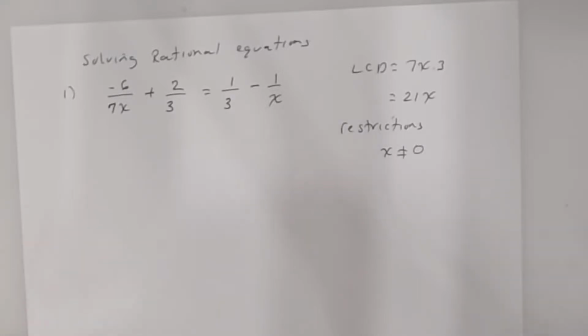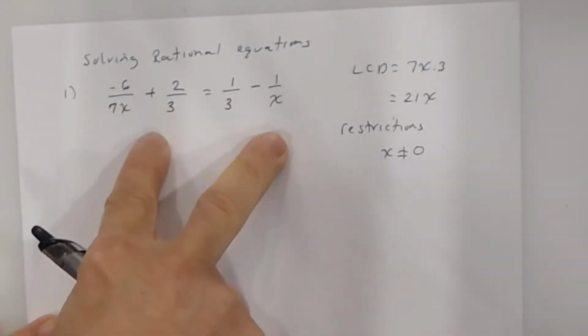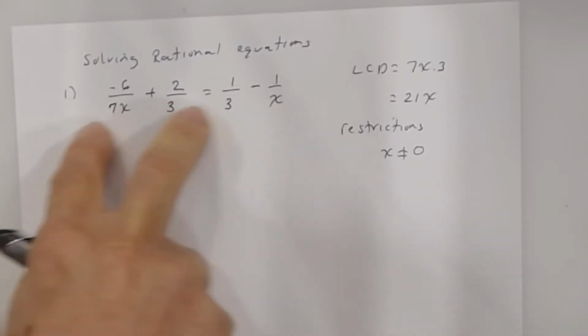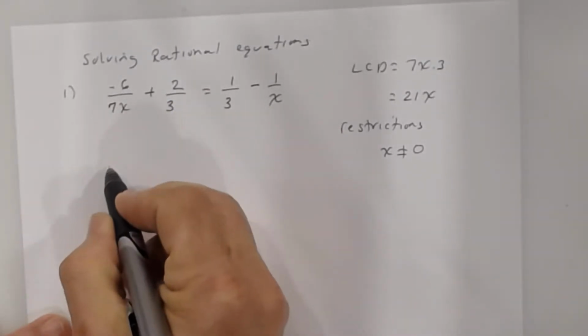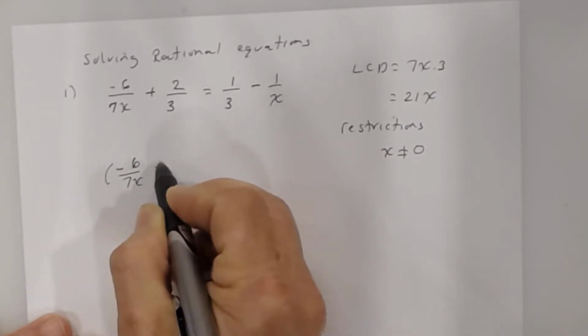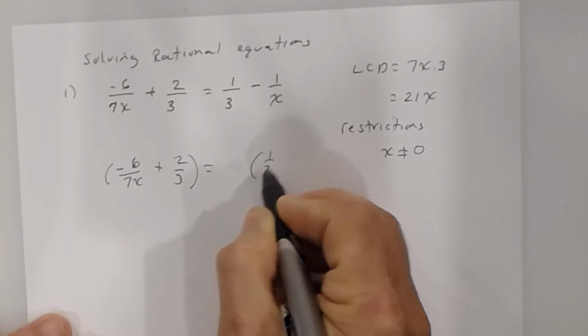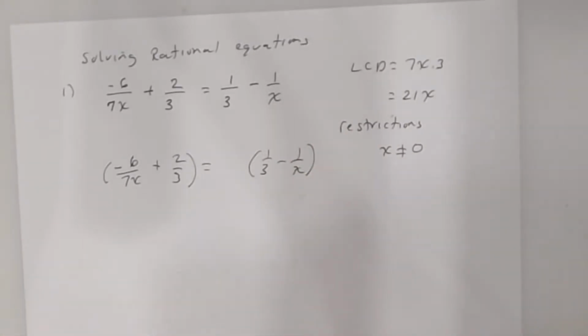Multiply both sides by the LCD. Now, here's how you got to write this. Remember, show the work as presented in class. You're going to put both of these in parentheses because there's more than one fraction in both cases. So you're going to do this. Negative 6 divided by 7x plus 2/3 in parentheses equal 1/3 minus 1 over x. Just like that. So all I did was just rewrite the equation, just put them in parentheses.